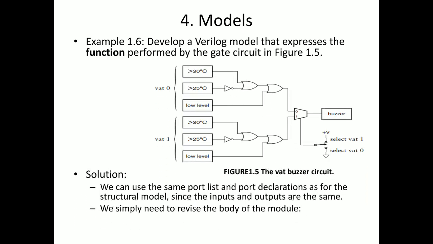The solution is, we can use the same port list, whatever Verilog code we have written in the structural way. We can use the same port list because the circuit is the same, and the same port declaration as for the structural model. Since the inputs and outputs are the same, we simply need to revise the body of the model, means the description of the model. Since it is asking only to write the Verilog program in its functional way, means its behavioral way, we don't want to use any logic gates. We'll just use the operators.